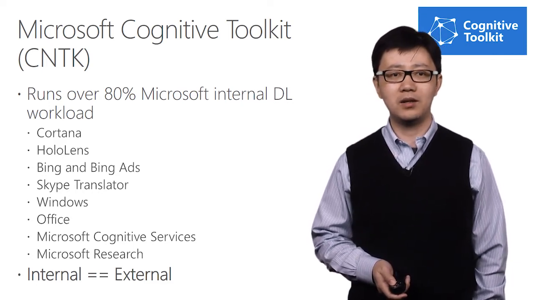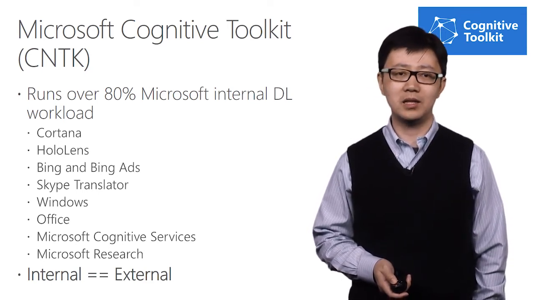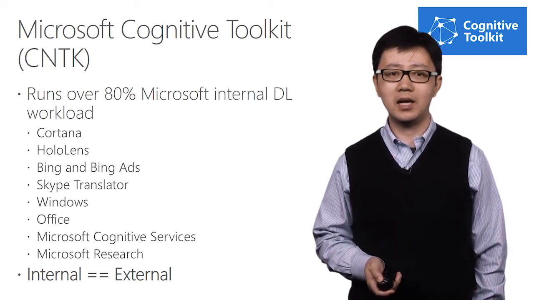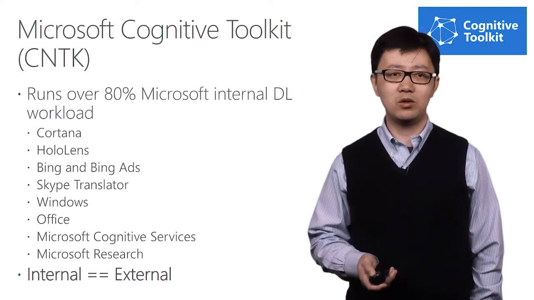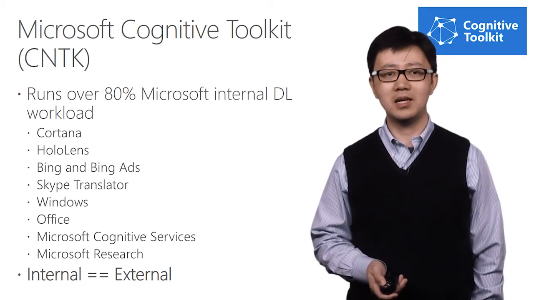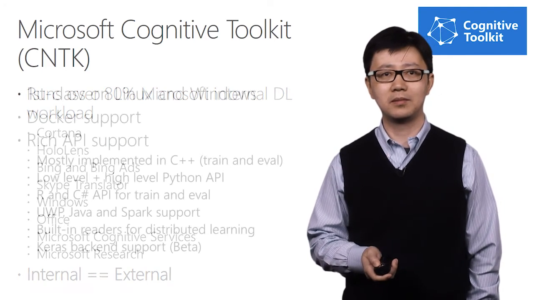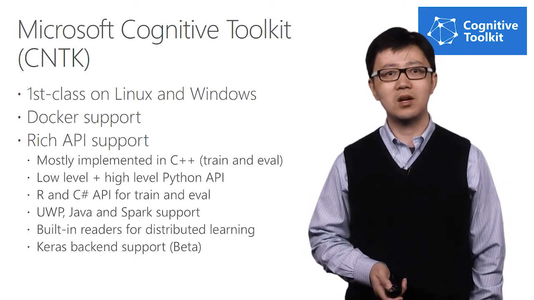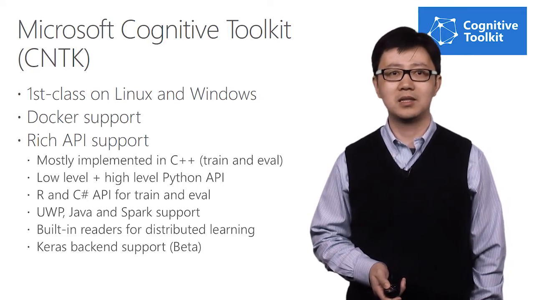One of the advantages of using CNTK as your own deep learning toolkit is that CNTK is internal and external identical, which means if you use this toolkit, you will be using exactly the same toolkit as many of these product teams inside Microsoft. The Cognitive Toolkit is first class on Linux and Windows. It has Docker support, and it has a rich set of APIs.